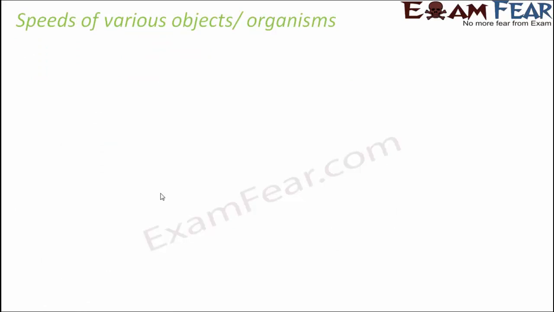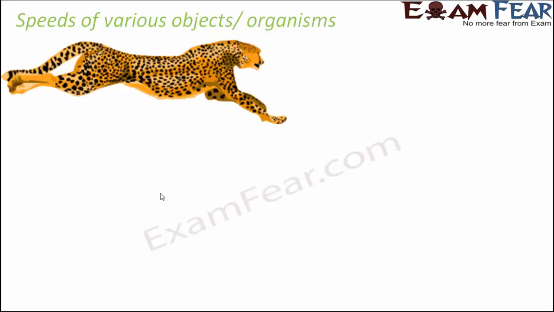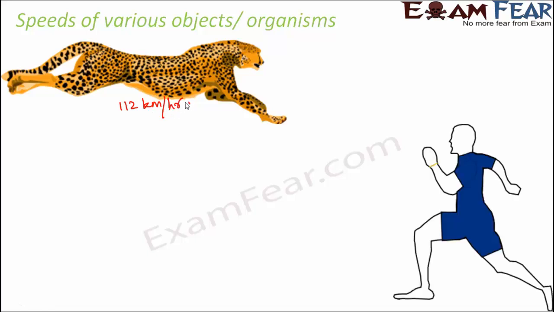Now, when we talk about speed, it is not only vehicles which we can think of. You talk of animals, for example, cheetah, which is very much known for its speed. It is one of the fastest land animals, and it has a speed of around 112 kilometers per hour. So that's a huge speed. It runs that fast. You talk about human beings. Normally, human beings have an average speed of 40 kilometers per hour.